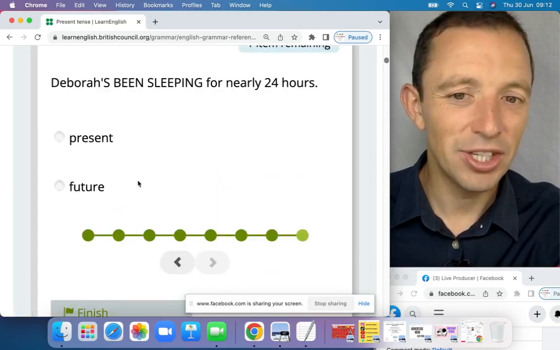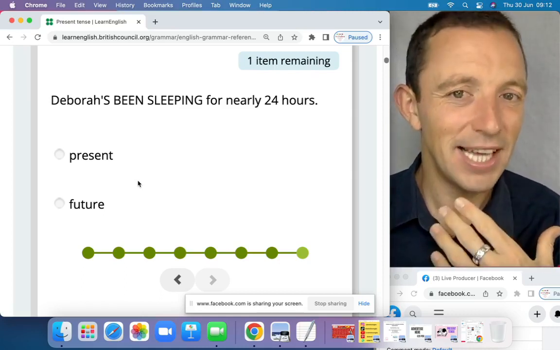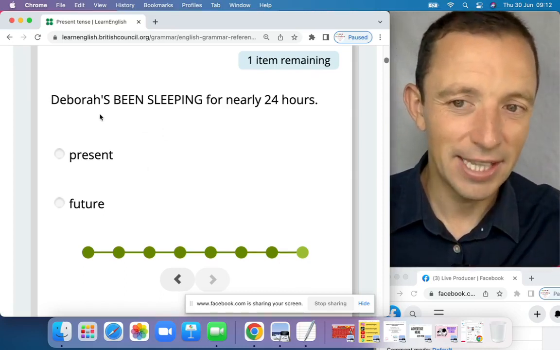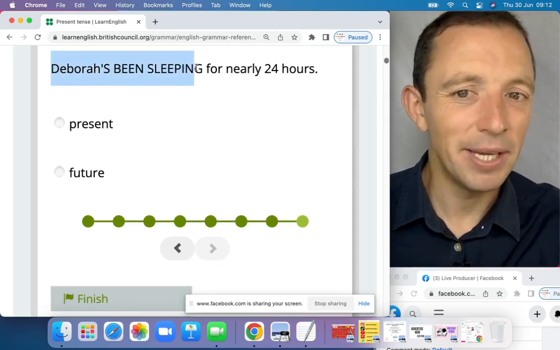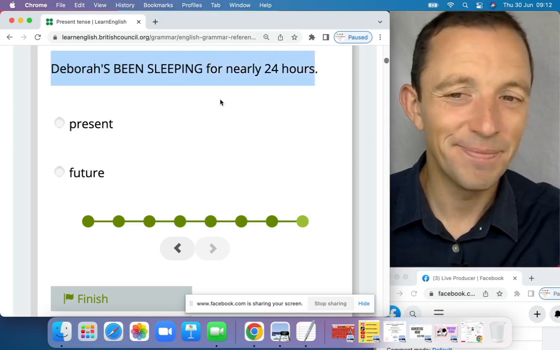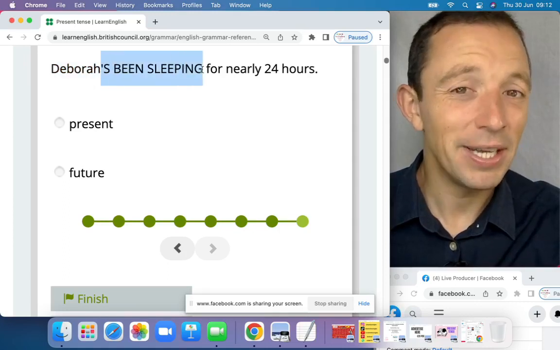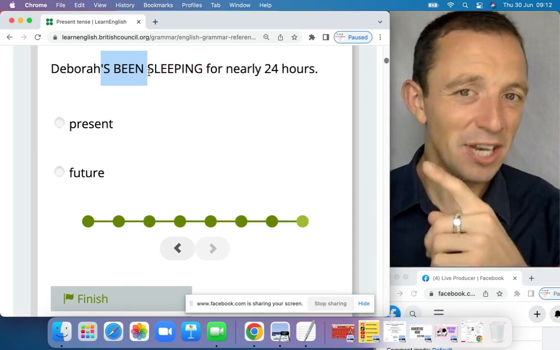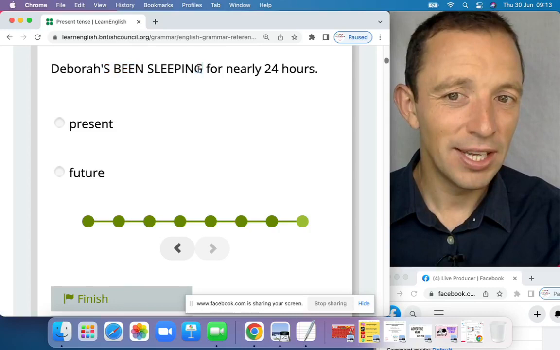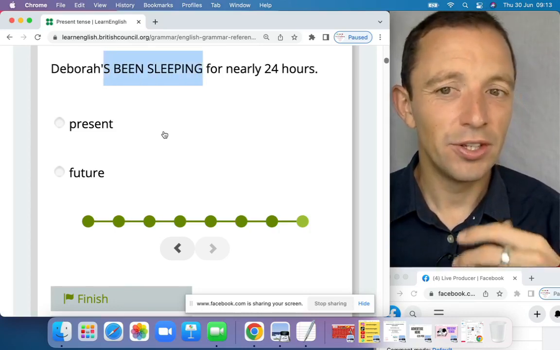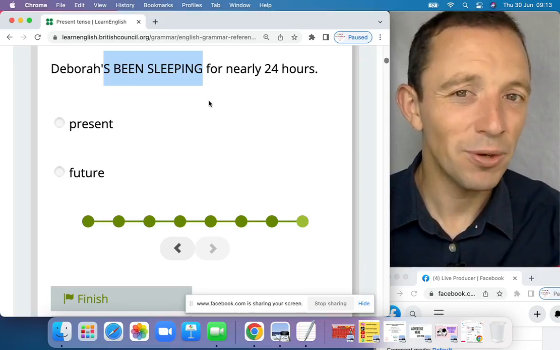And the last question, I might have a lot of mistakes. There's definitely the possibility I have mistakes, but let us see here the option. Deborah has been sleeping for nearly 24 hours. So Deborah is the subject, the person, and has been sleeping is the verbal form. We have the auxiliary, has been, this is the verb to be in the present perfect, plus the ing form. So she has been sleeping, the present perfect continuous, for nearly 24 hours.